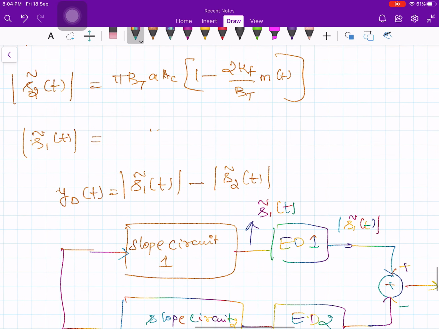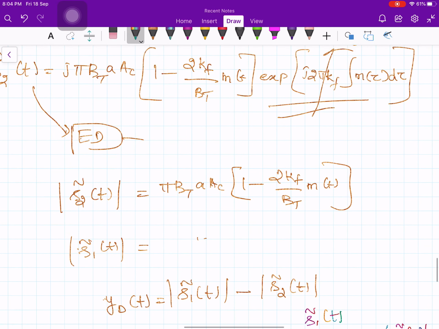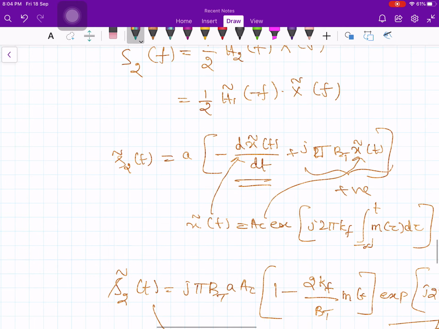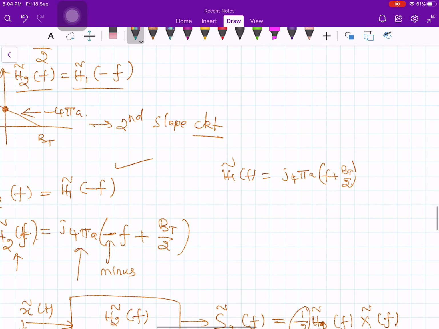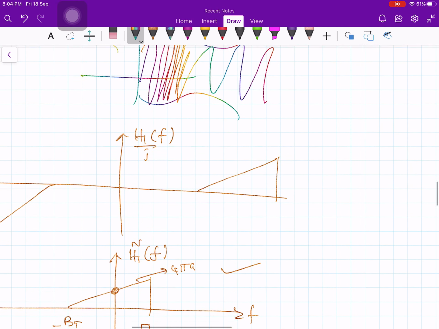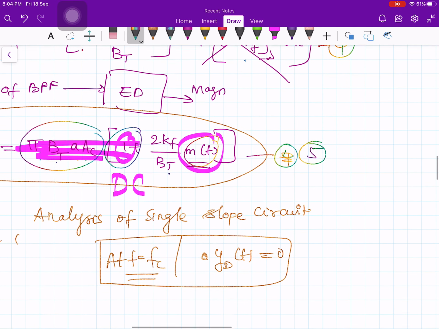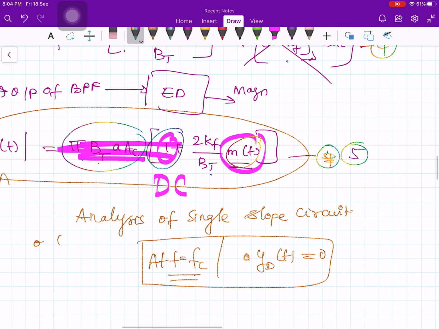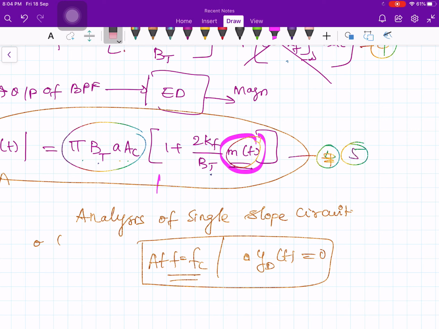Okay, now where is our s1 tilde of t? Let me complete this because, yeah, it is here. Pi times... let me delete this highlighting. Okay, there is a plus term here. Pi times b suffix t, small a, capital A suffix c, times 1 plus 2kf divided by b suffix t, times m of t. So this is my s1 of t.